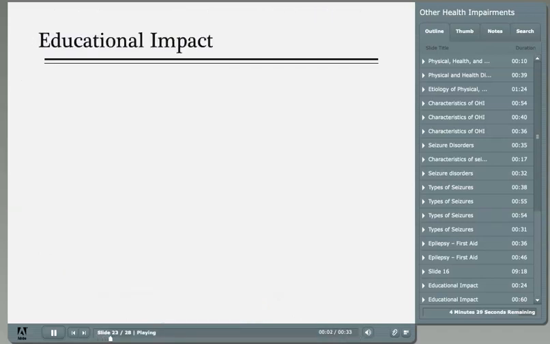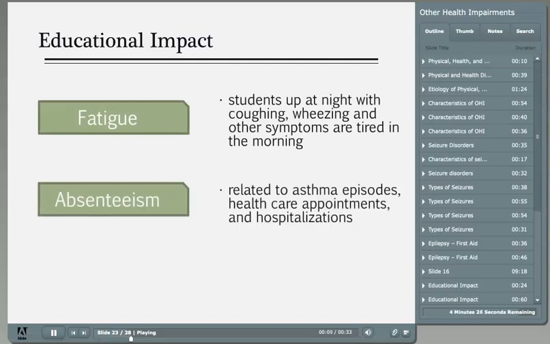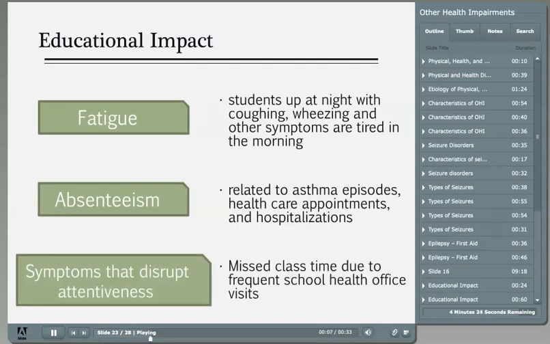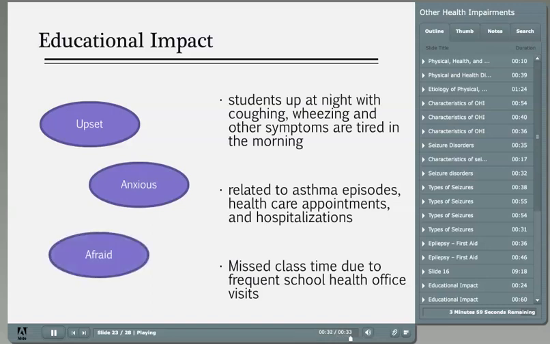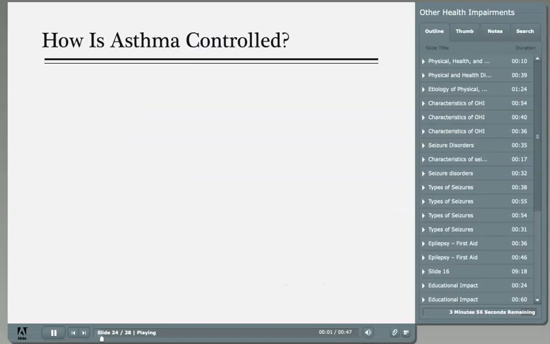Student learning can be impacted by fatigue, absenteeism, or symptoms that interrupt students' attentiveness. An asthma episode can be distracting and upsetting to other students and staff. Students with asthma sometimes experience lower self-esteem, and academic success can be affected by the missed class time and absenteeism. Some students with asthma feel anxious about participating in physical education or other activities because they're afraid they will experience an asthma episode. So how can we help students control their asthma at school?